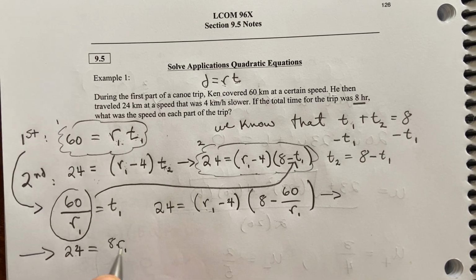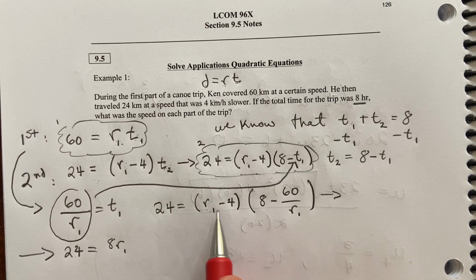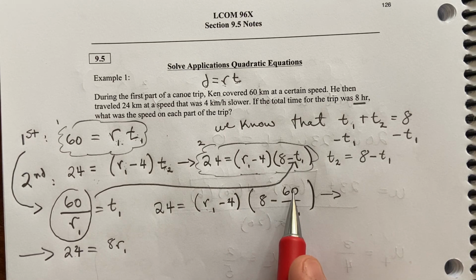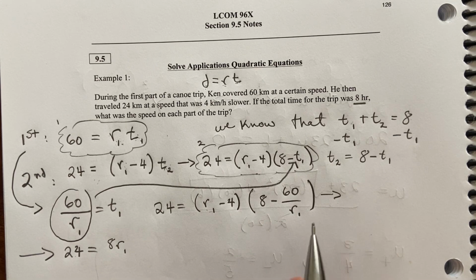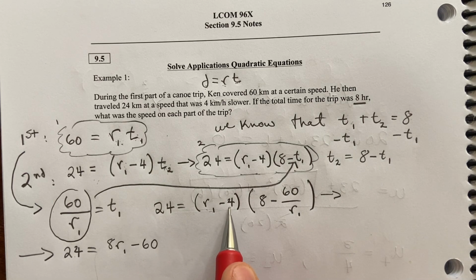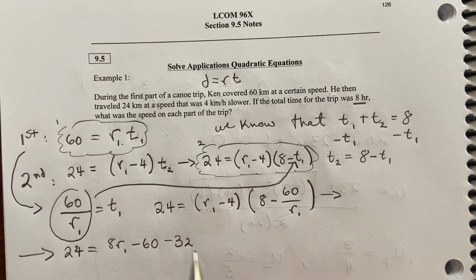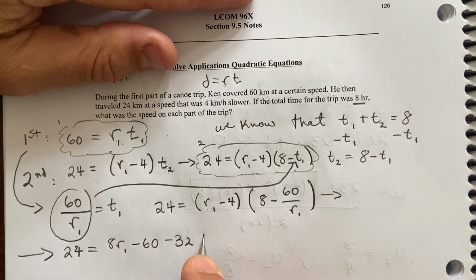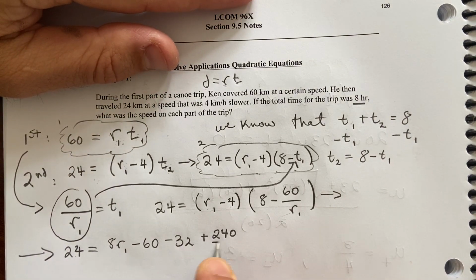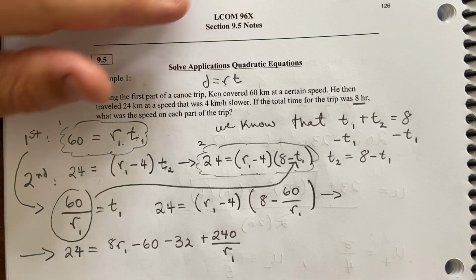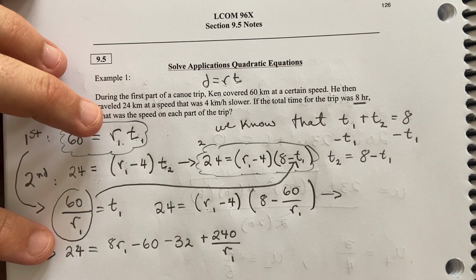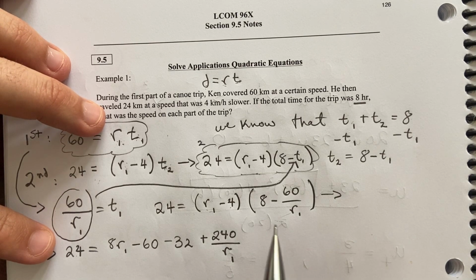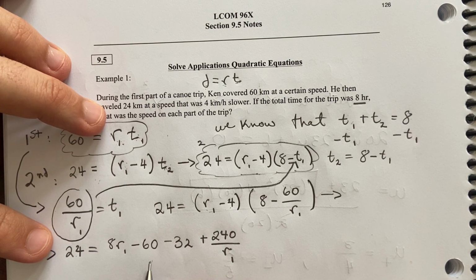So I'll have 8R1. Now the outside, I'll have R1 times negative 60 over R1. These R1s will cancel, and I'll just get negative 60 out of that combination. Right, the inside combination is negative 32. Right, negative 4 times 8. And then negative 4 times negative 60 over R1 creates negative 240 over R1. And I'm solving for R1, keep that in mind. So maybe I'll combine some like terms now.